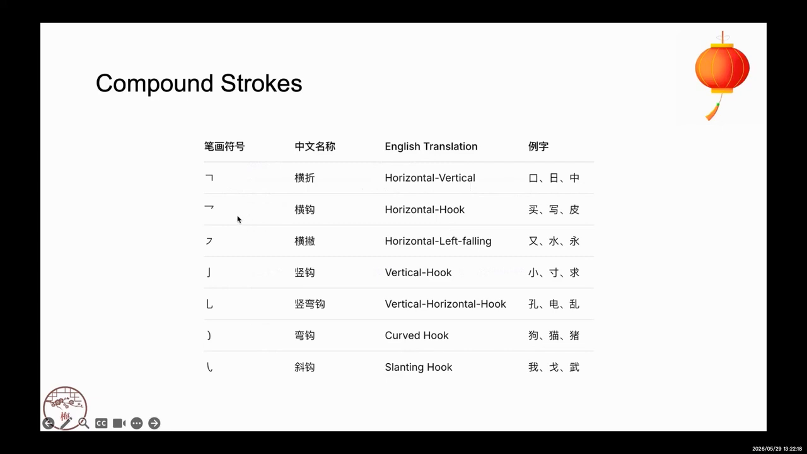The second one is horizontal hook. You can see many compound strokes have this hook, but hook is not a basic stroke because it has to come after other basic strokes. See, it comes after the horizontal. This one, it comes after the vertical. They form together a compound stroke.